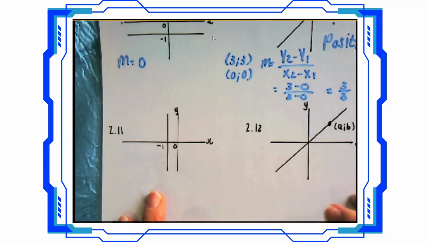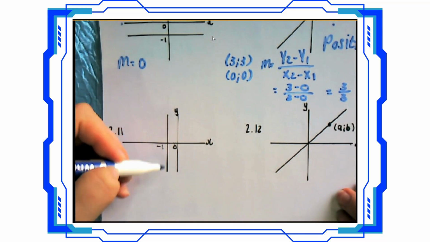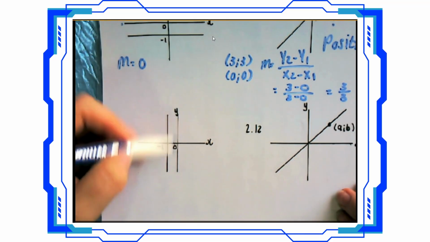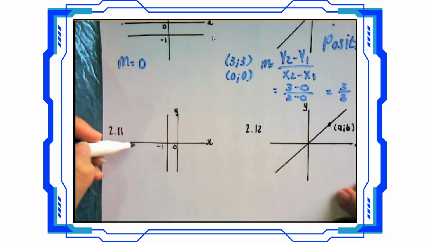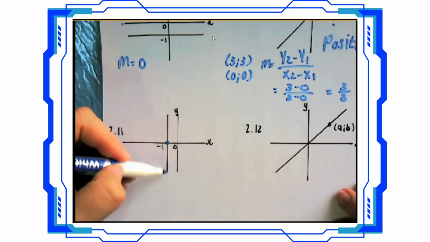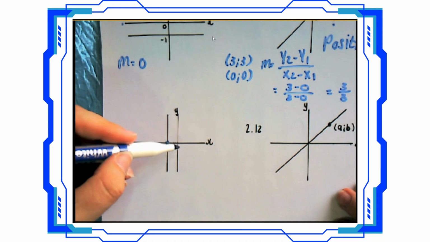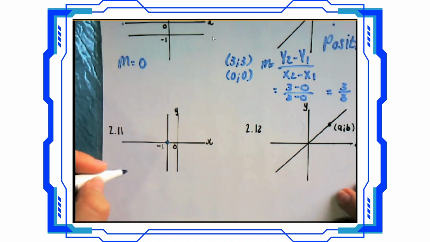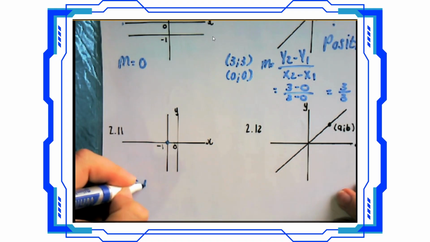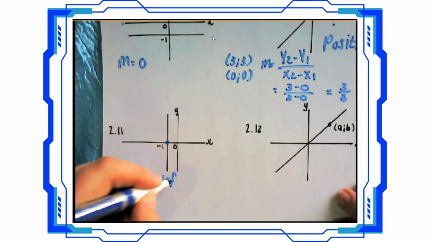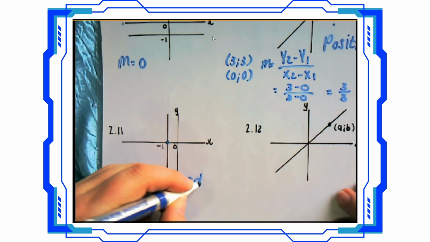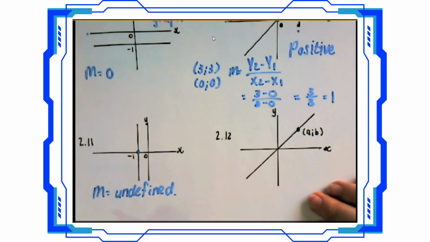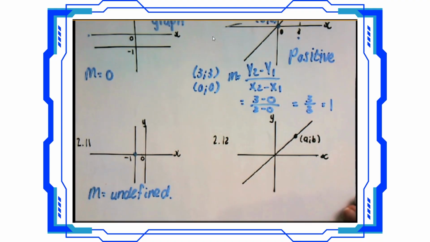Then I look at 2.11. Now I see my line is not touching my y-axis. It's only touching my x-axis. What do I know about my slope? When it's a vertical line, it is undefined. Remember, that's study work. You guys have to go study that. That's all I know. And all I have to do.